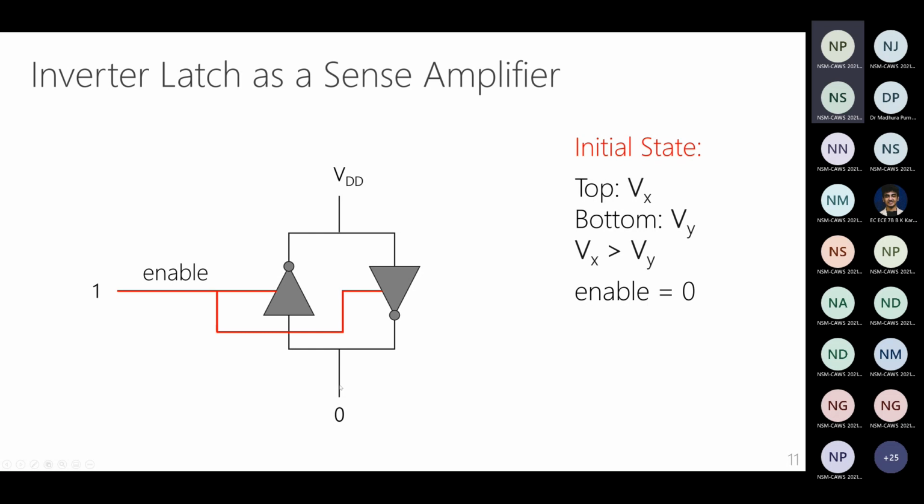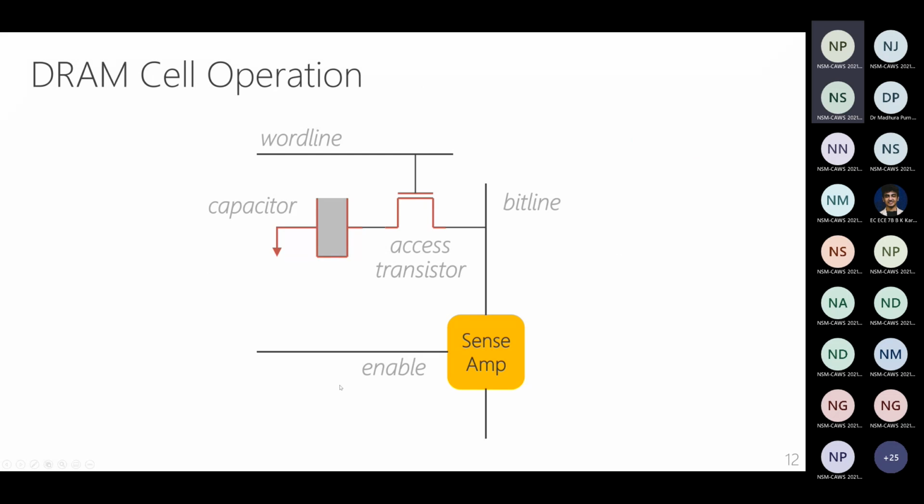Now let's see how we can use this sense amplifier operation to address the challenges that we described in the previous slide with the capacitor. So this is the setup that we are going to use. This is the sense amplifier, which is essentially the inverter latch in the yellow block here. The yellow block has an enable signal, and there's a top wire and a bottom wire. Those are the two wires connected to the outputs or inputs of the two inverters. We are going to call this top wire the bit line.